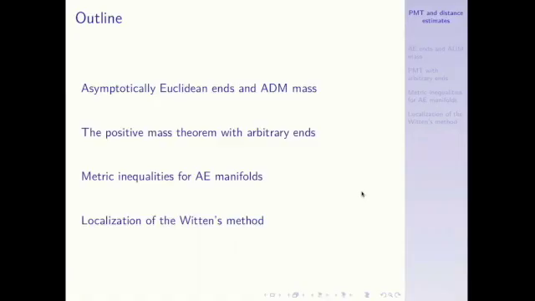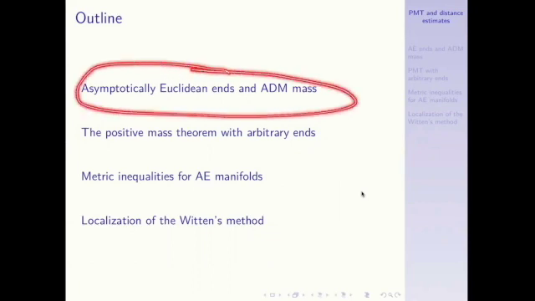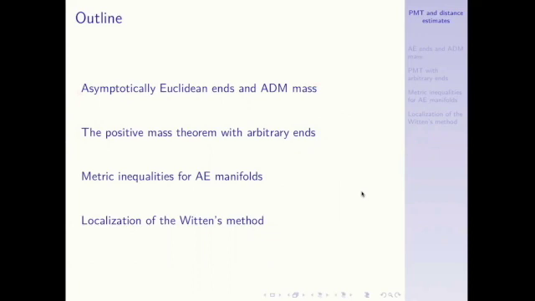Hi, everyone. I will talk about metric inequalities with positive scalar curvature for asymptotically Euclidean spin manifolds with boundary. As an application, I will discuss a localized version of the positive mass theorem. In the first part, I will recall the notion of an asymptotically Euclidean end and of the ADM mass.